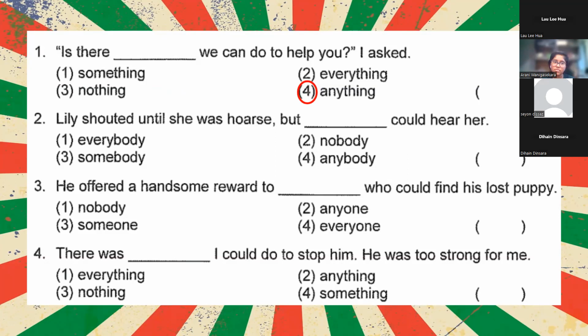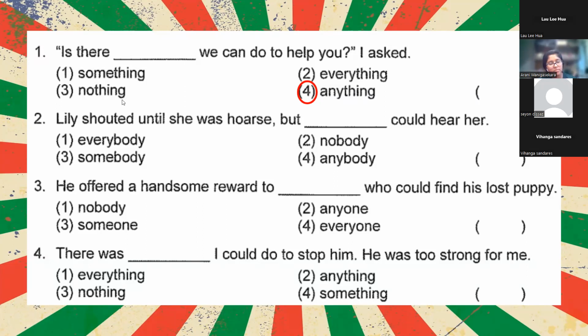Because he is asking a question. Yeah, he's asking a question. We can't use everything. Yes, you can't use everything in this sentence.